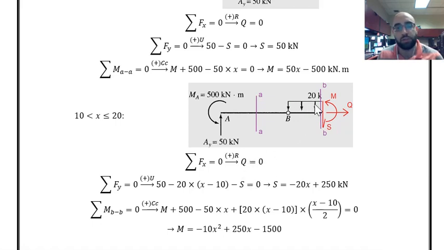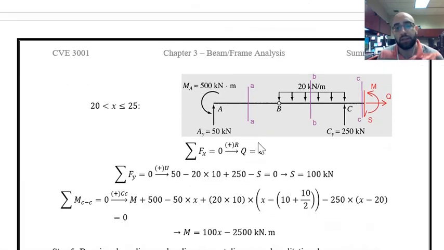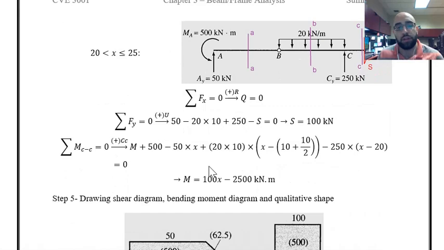The distributed load is a uniform distributed load, which is easier than that triangular shape. So it shouldn't be a problem to find the moments about the section that you have in your problem. And then we have the third section over here after point C, and we could find the equations as you can see over here.